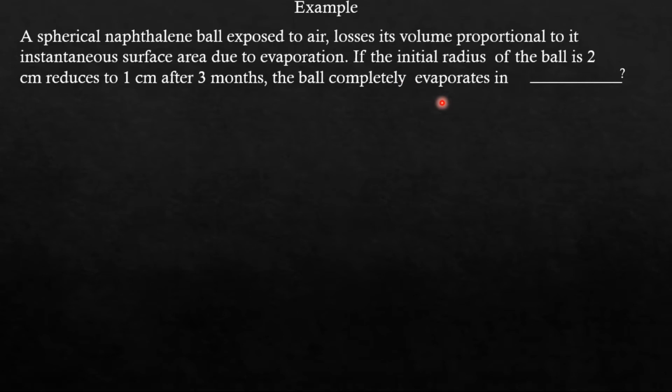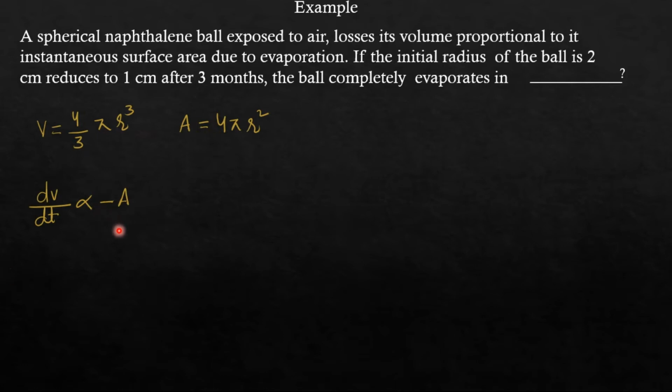Okay. So we know that the volume of a spherical ball is given by V = 4/3 π r³, where r is the radius, and the surface area is given by 4π r². And it is also given that the change in volume is proportional to the negative of area. Why negative? Because the volume is decreasing. Because dV/dt is negative. Why? Because with time the volume is decreasing, so it is negative, but the area is positive. So in order to satisfy the equality, I have added an additional negative sign.